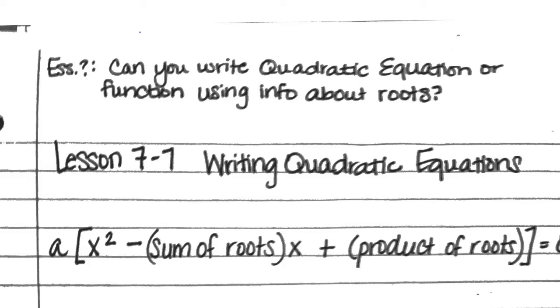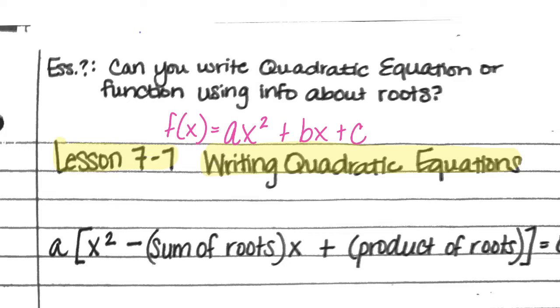Right, Algebra 2, let's get to work. We are on lesson 7.7, and we're writing quadratic equations. A quadratic equation is typically in the form ax squared plus bx plus c, and if it's a quadratic function, we usually call it f of x. Y is also fine, depending on what your curriculum is working with.